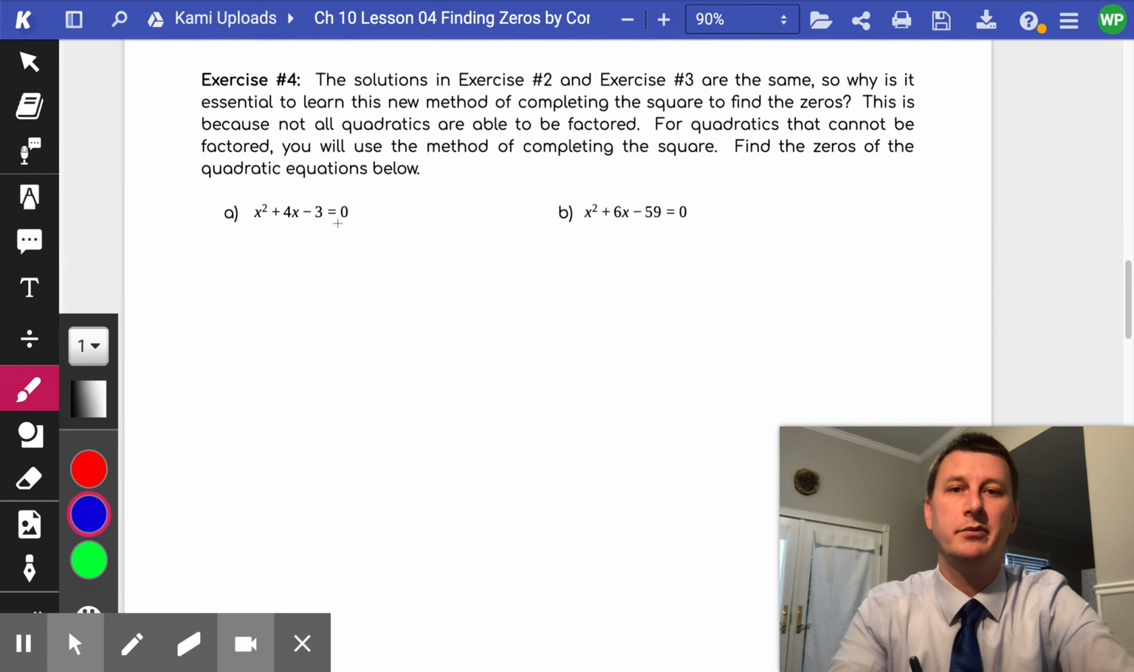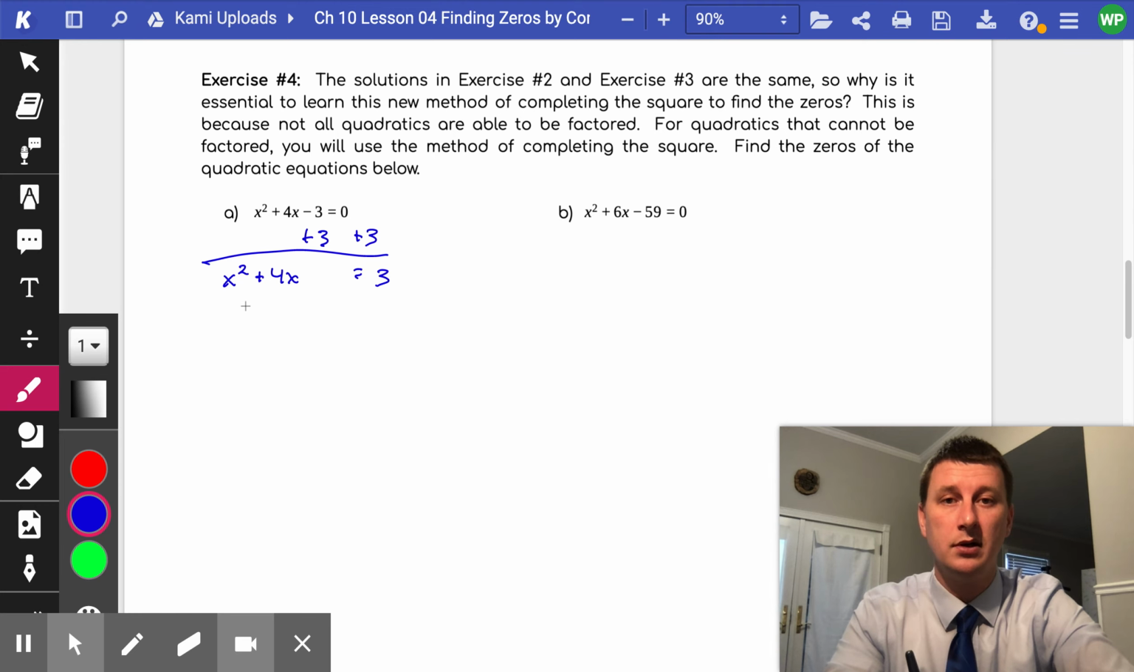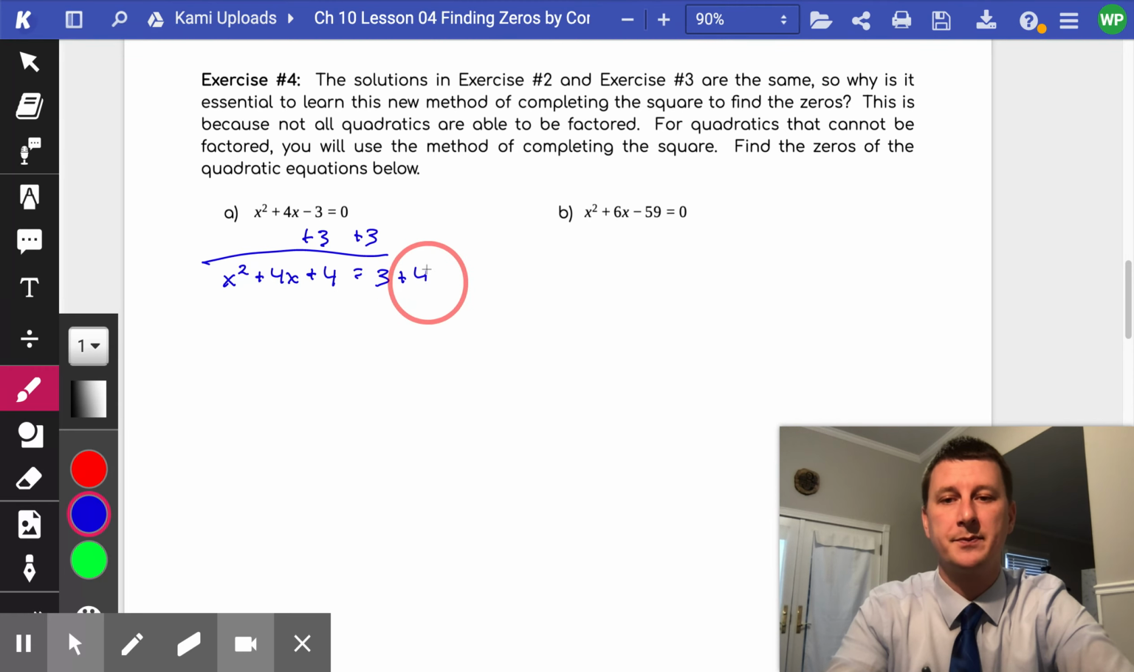So our method for completing the square in part A says to move our c term to the other side. When we move our c term to the other side, we're going to have x squared plus 4x, remember to leave that space, is equal to 3. Our next step to complete the square is to divide the b term by 2 and square it. So 4 divided by 2 is 2, and 2 squared is 4. So we're going to add 4 to both sides.